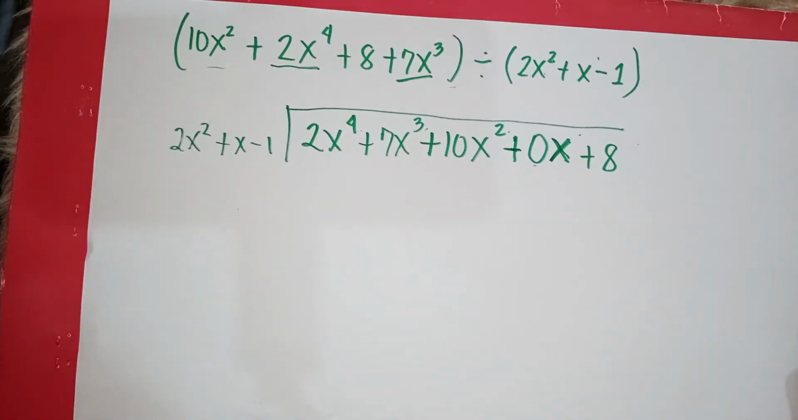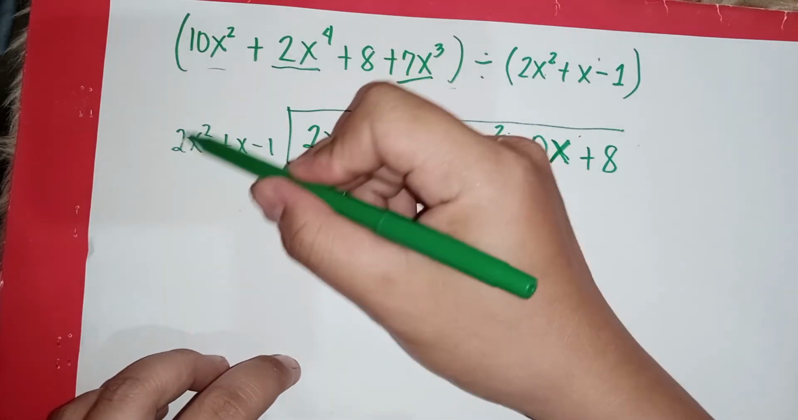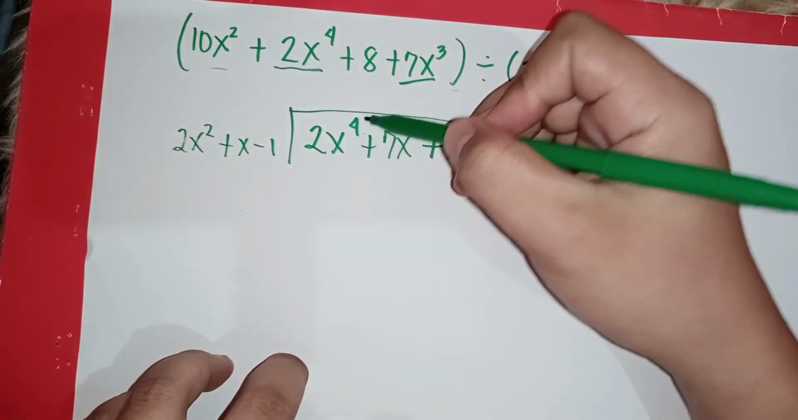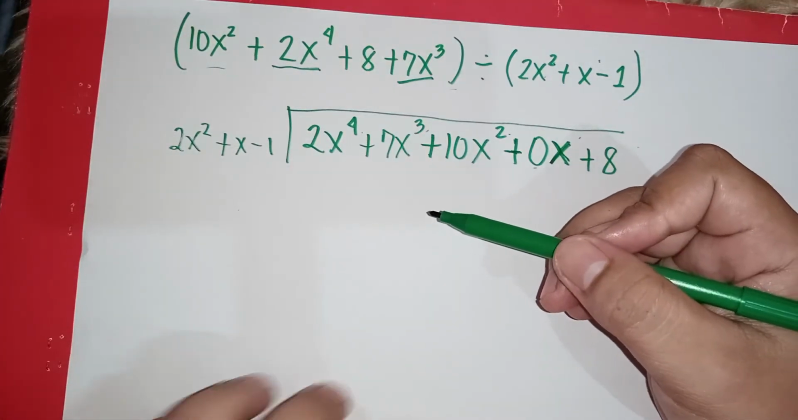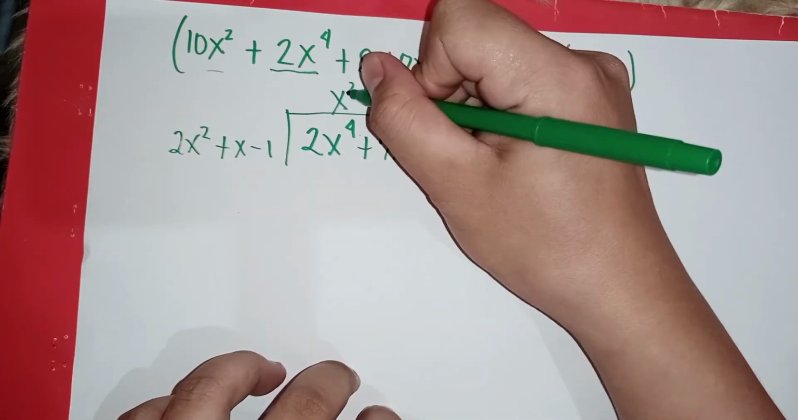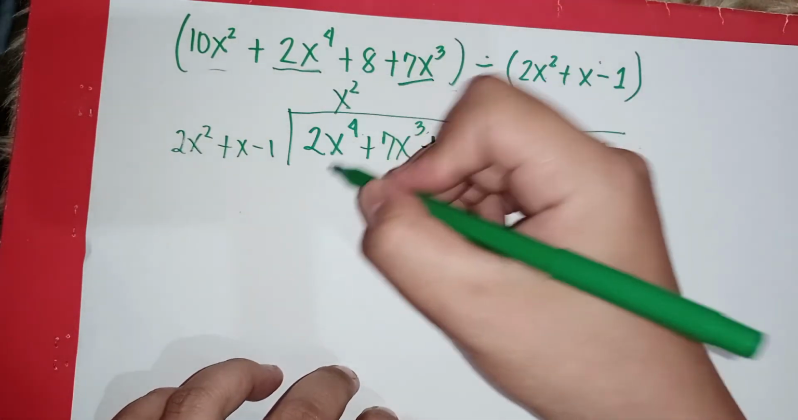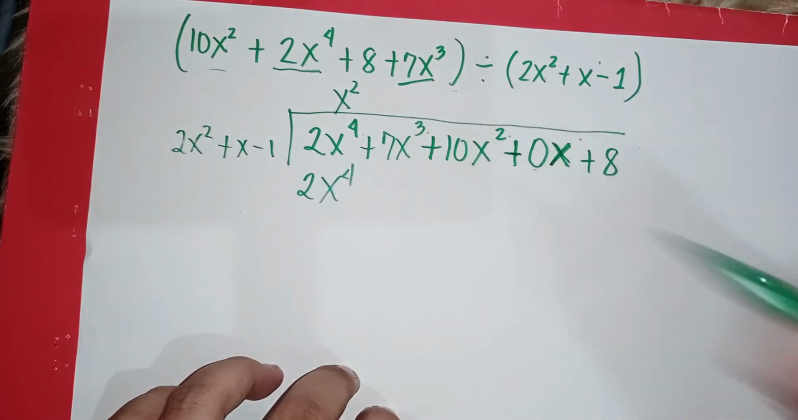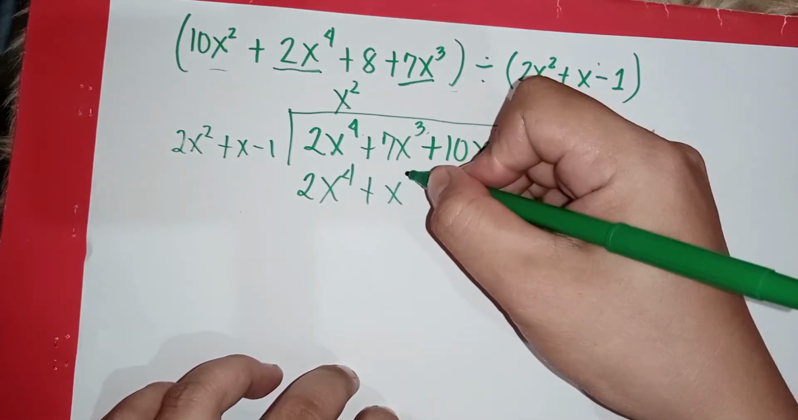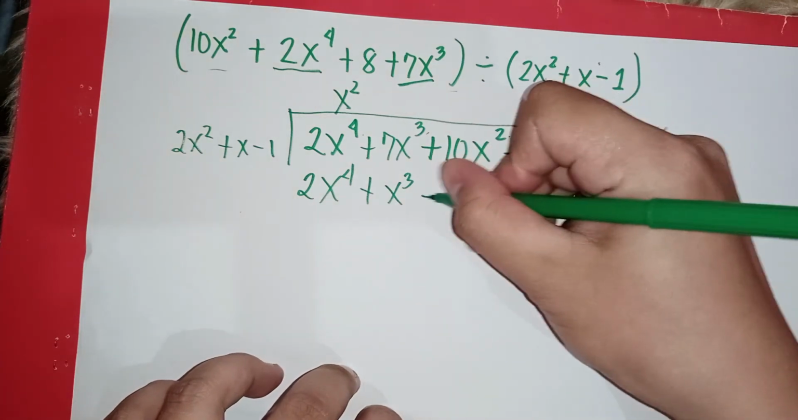Okay. So, yung gagawin natin mga boss, i-divide lang natin yung first term ng dividend by the first term of the divisor. So, we have 2x raised to 4 divided by 2x squared. So, that is 2 divided by 2 is 1. X raised to 4 divided by x squared, that is x squared. Okay? Then, we multiply this to our divisor. 2x squared times x squared, that is 2x raised to 4. X squared times x, that is positive x cubed. X squared times negative 1, that is negative x squared.